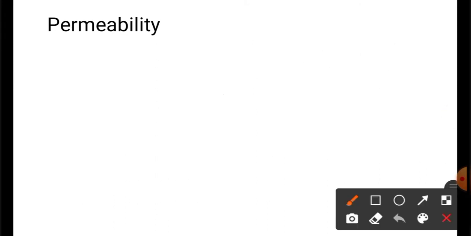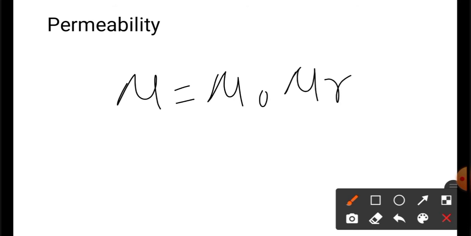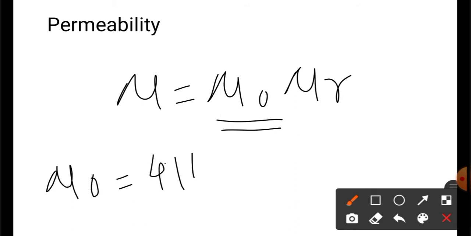Permeability is defined as mu is equal to mu 0 into mu r, where mu 0 is the permeability of air, and the value of mu 0 is 4 pi into 10 raised to minus 7, and mu r is the relative permeability of the material. The relative permeability of air and vacuum is 1.